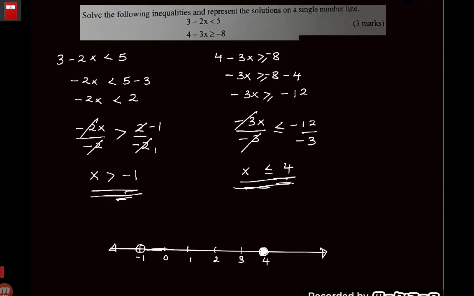Then the line between them, we shade it. Then I have represented the solution in a number line. The number line must have 2 arrows with 2 circles, because it is representing a range of values of the solution of the inequalities.